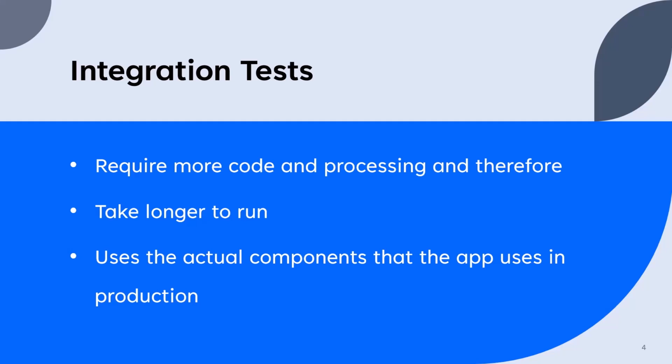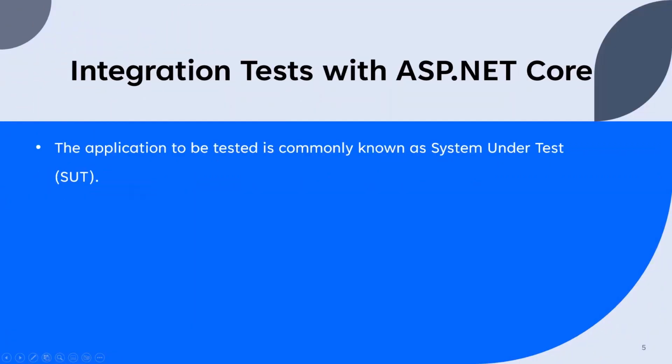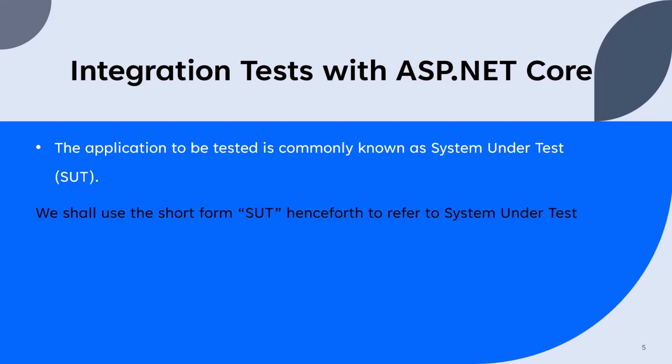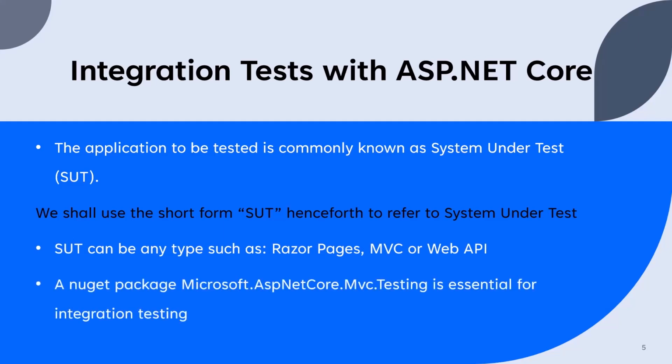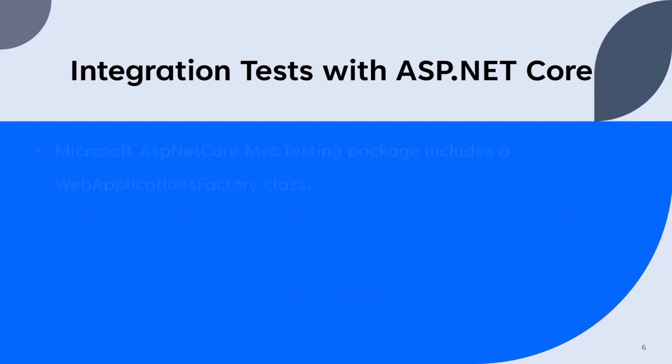And ASP.NET Core supports integration tests using a unit test framework with a test web host and an in-memory test server. The application to be tested is commonly known as system under test, or SUT in short. So we'll be using the short form SUT henceforth to refer to system under test. And SUT can be any type such as Razor Pages, MVC, or web API. And a NuGet package known as Microsoft.AspNetCore.Mvc.Testing is essential for integration testing.